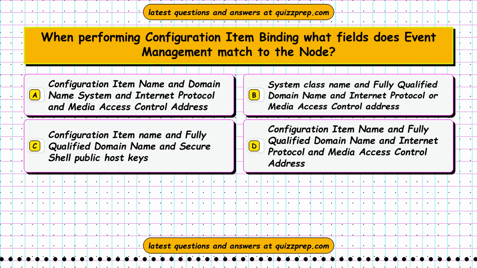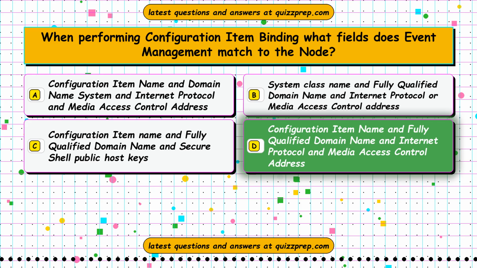Option B, system class name and fully qualified domain name and internet protocol or media access control address. Option C, configuration item name and fully qualified domain name and secure shell public host keys. Option D, configuration item name and fully qualified domain name and internet protocol and media access control address.